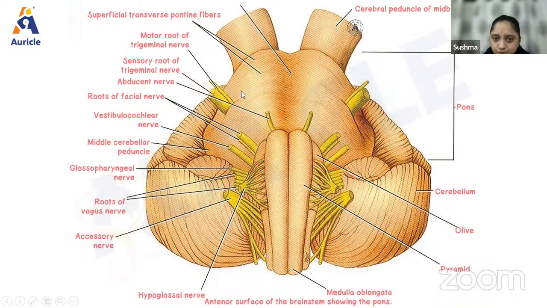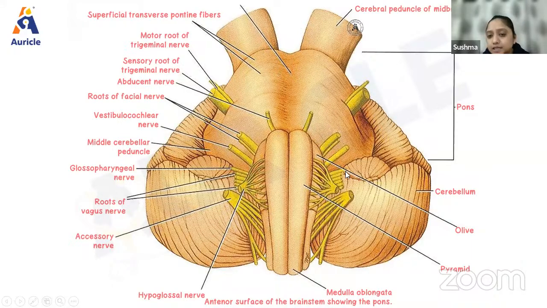I can see these transverse pontine fibers. This is an anterior section. Then, what else am I seeing? I'm seeing the motor root of the trigeminal nerve. I'm also seeing the sensory root of the trigeminal nerve, which is coming from the body of the nerve.